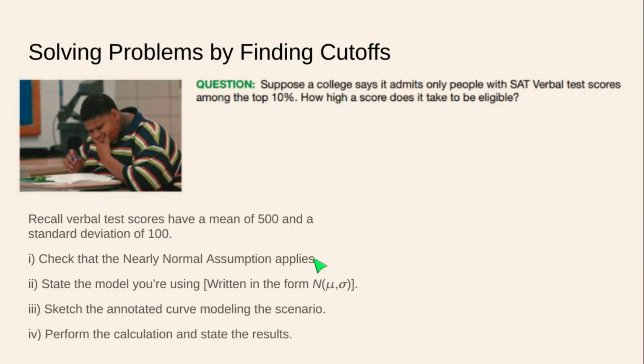First, we check that the nearly normal assumption applies, namely that the data are unimodal and symmetric. We're going to state the model we're using in this correct format. Then we sketch the annotated curve modeling the scenario and then perform the calculation and state the results. Right? So here's how we would start.